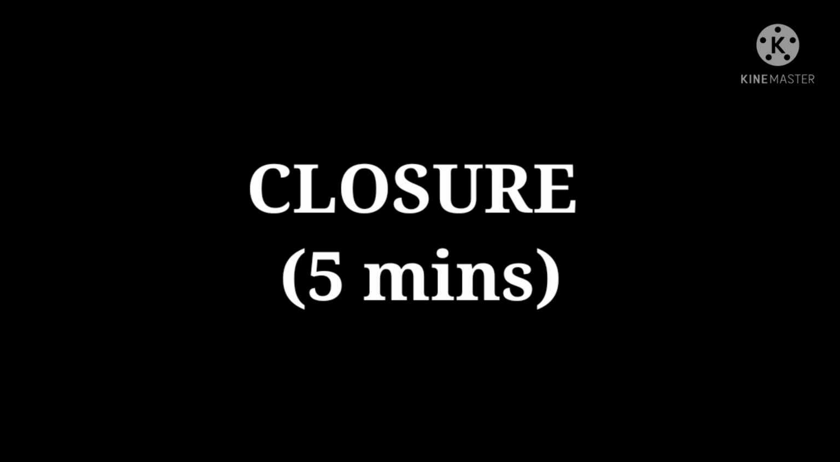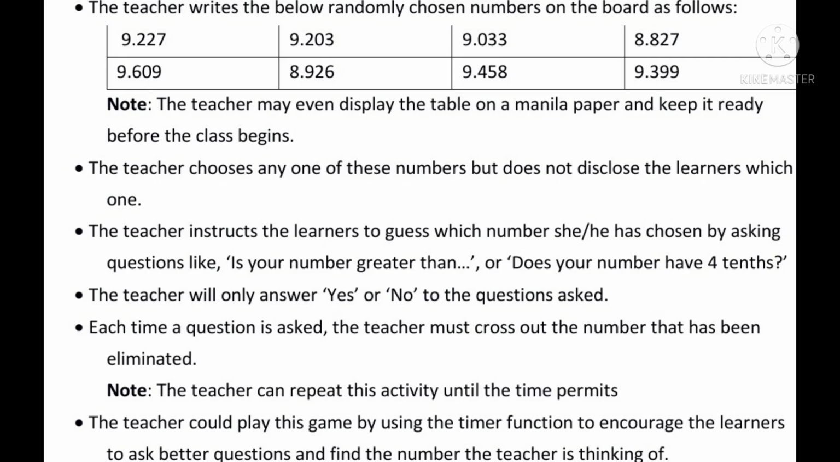Closure should not be more than 5 minutes. The teacher writes the few numbers on the board, as you can see on the screen. Okay, then the teacher chooses any one of these numbers, but does not disclose to the students which number she has chosen. She instructs the students to guess which number she has chosen.